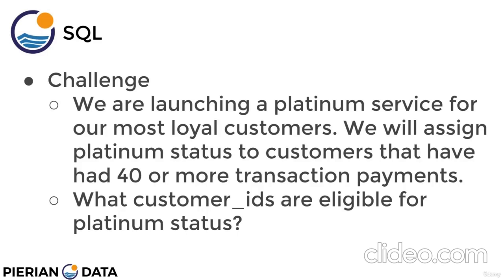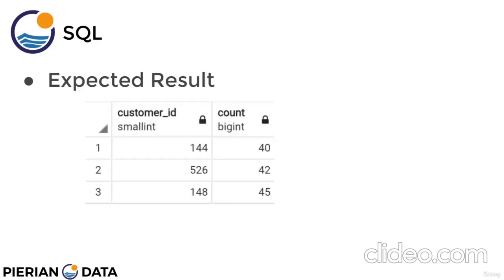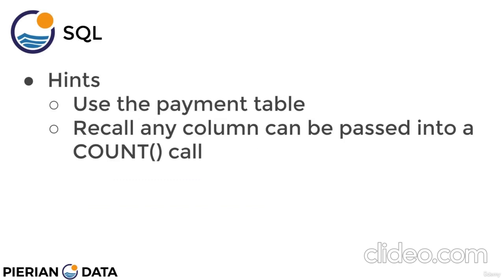Okay, here comes the expected result. So the expected result are these three customer IDs. And if you want, you can also show how many transactions they had. We can see here that there are 3 people that have had 40 or more transactions. Here are some hints in case you need them. The hint is to use the payment table and to recall that any column can be passed into a COUNT call.